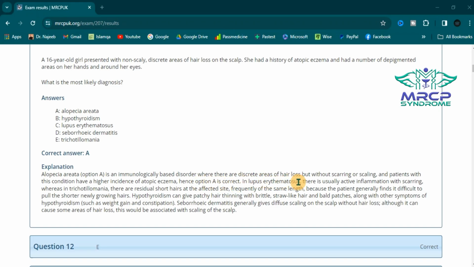In lupus erythematosus, there is usually active inflammation with scarring, whereas in trichotillomania, there are residual short hairs at the affected site, frequently of the same length, because the patient generally finds it difficult to pull the shorter newly growing hairs. Hypothyroidism can give patchy hair thinning with brittle, straw-like hair and bald patches, along with the other symptoms of hypothyroidism, such as weight gain and constipation. Seborrheic dermatitis generally gives diffuse scaling on the scalp without hair loss. Although it can cause some areas of hair loss, this would be associated with scaling of the scalp.